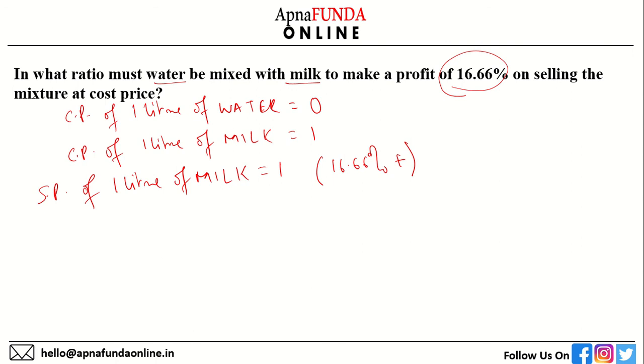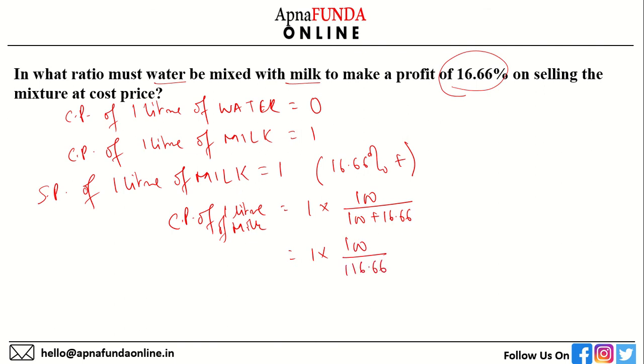So, can I say that if I go by reverse formula trying to find out the new cost price of 1 liter of milk, this will become 1 into 100 divided by 100 plus profit, which is 16.66. I hope you have seen my videos on profit and loss and you are aware of how to find out cost price, selling price with the help of profit and loss percentages. If you know, then this will be very easy to solve. So 1 into 100 divided by 116.66.